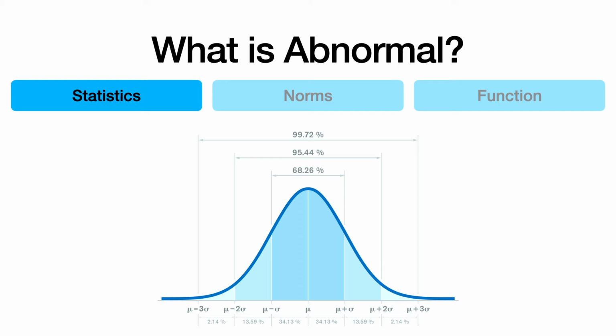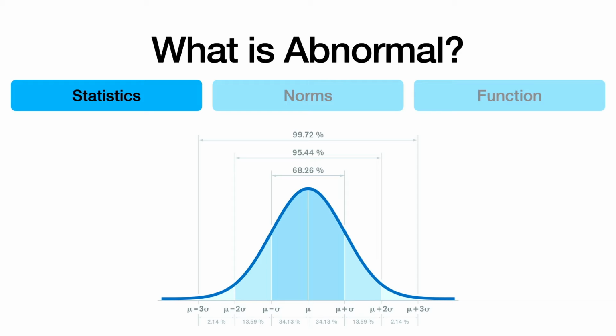And then we have 95.44% of individuals within 2 standard deviations of the mean. And finally, we have 99.72% of the population within 3 standard deviations above or below the mean. Now, when we are looking at abnormality, depending on the particular behavior, we use statistics like this to make determinations as to how common something is. And if something's really common, well, it's more normal than it is abnormal.